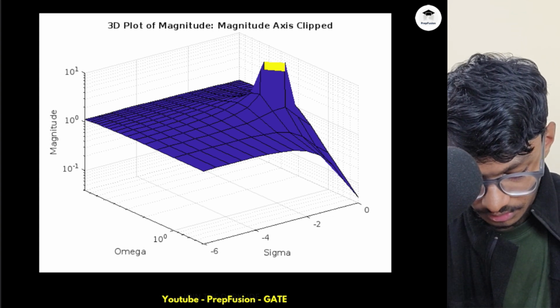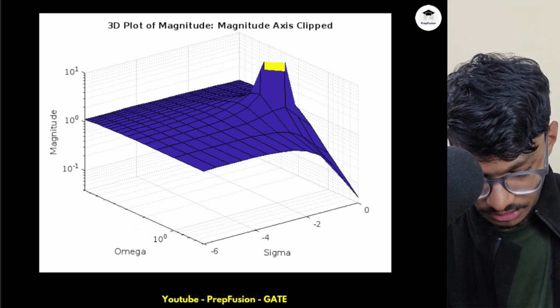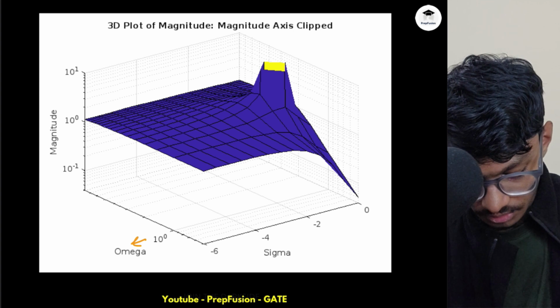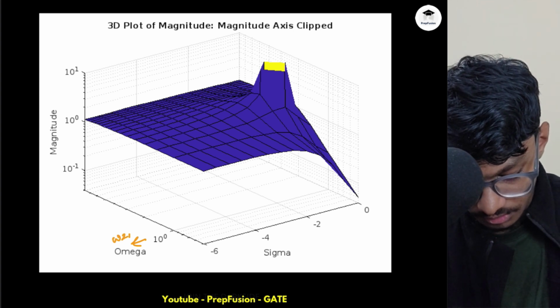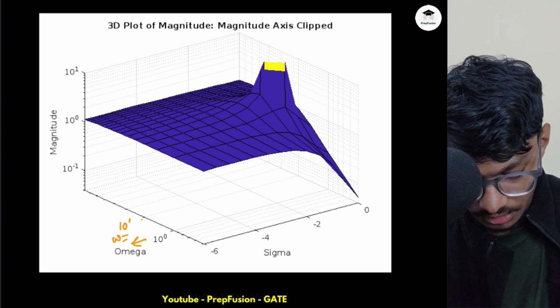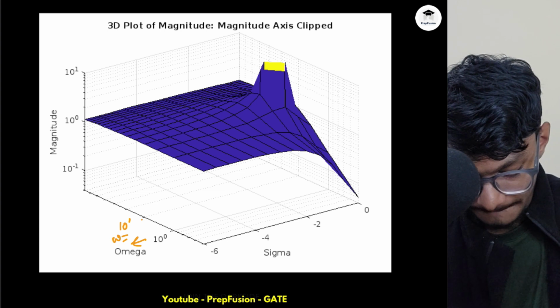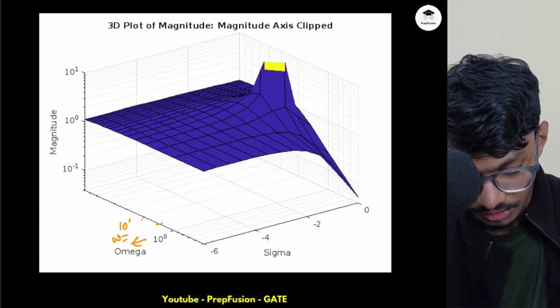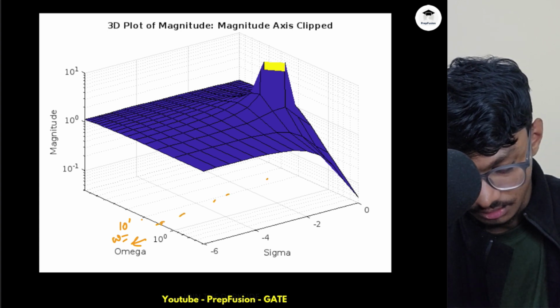So here this is omega equals 1. And somewhere here, this is another decade, this will be 10 raised to power 1 again. So around somewhere here, this is blowing up.